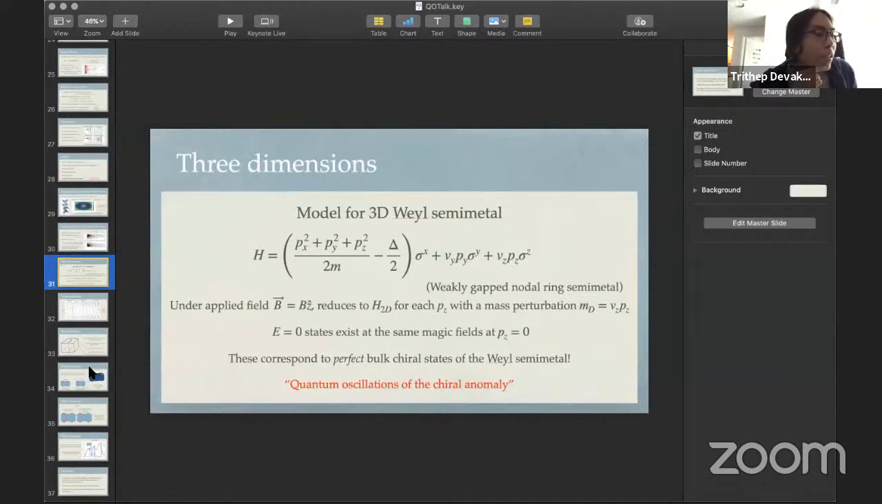So the physics itself, right. If we want to see these oscillations, we really want the points to be at the Fermi energy. If they're slightly shifted, then yeah, I'm not sure what would happen in that case.